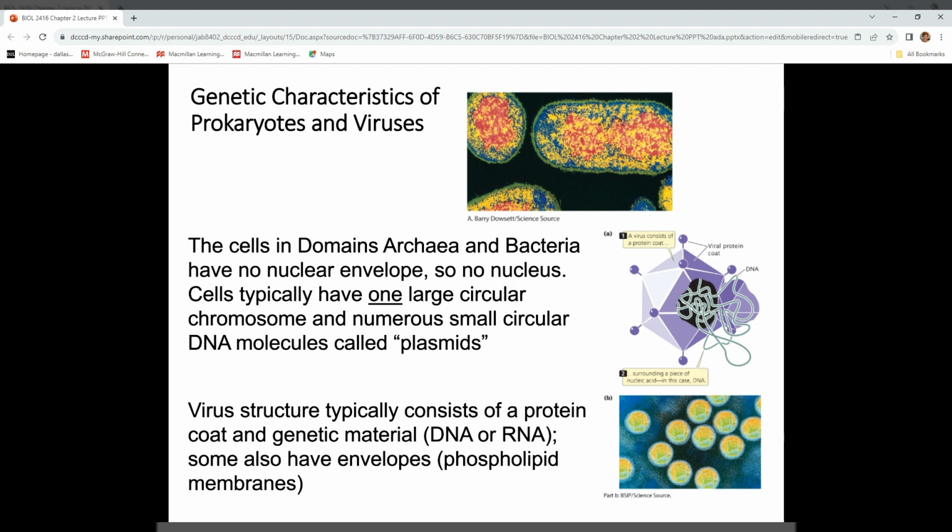Some viruses also have, external to the protein coat, another layer which is called an envelope, but it's fundamentally a phospholipid bilayer, and it can have proteins embedded in it.